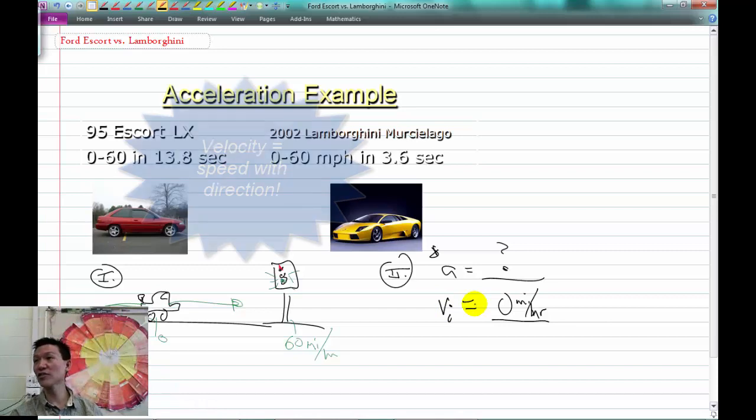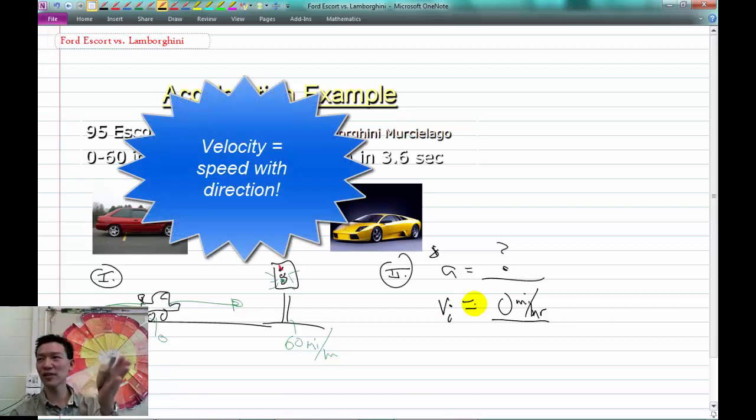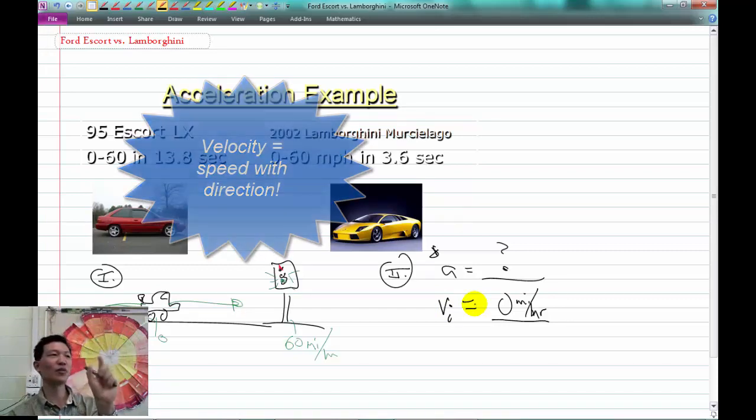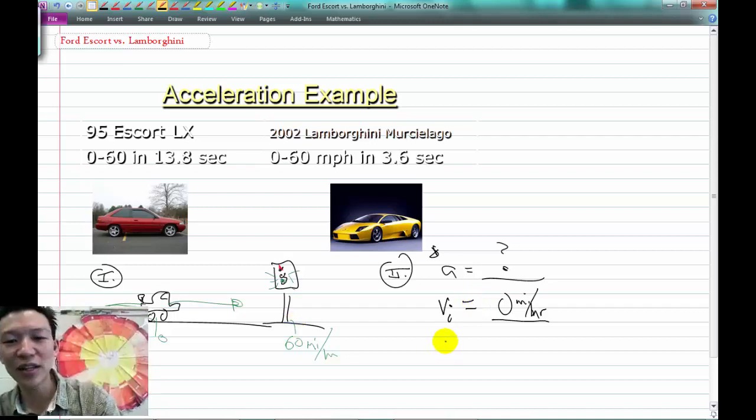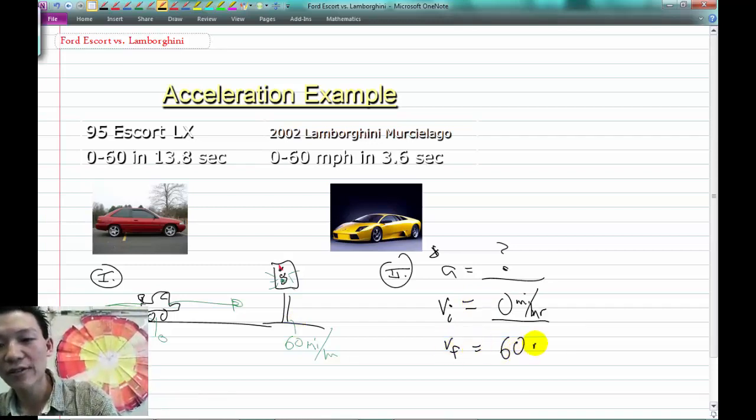Remember, velocity is just speed with direction. In this case, it's going to be a positive acceleration, but the opposite would be if we slow down from 60 to 0. It would be a change in velocity of negative 60. In this case, it's going to be positive 60. What would 60 be? That's our v_f.